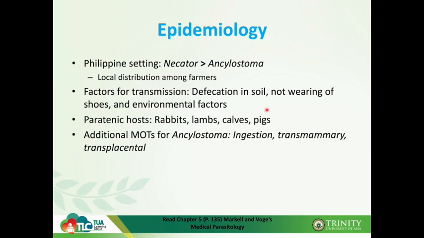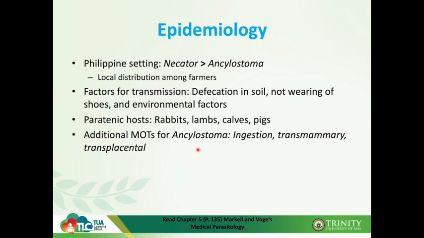Factors for transmission would be putting your fecal matter in the soil or using it as a fertilizer, right? And then not wearing shoes, walking barefoot, and environmental factors. When our soil is humid or moist, it favors their development. Paratenic hosts may include rabbits, lambs, calves, and pigs, but paratenic means these animals do not contribute to their development.